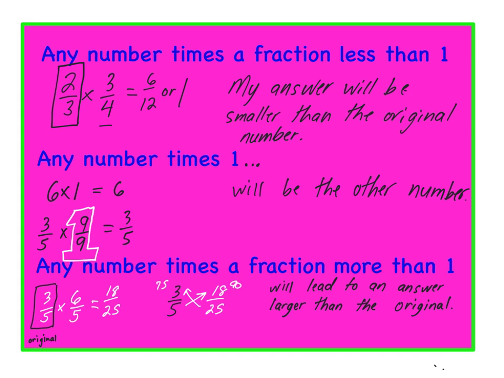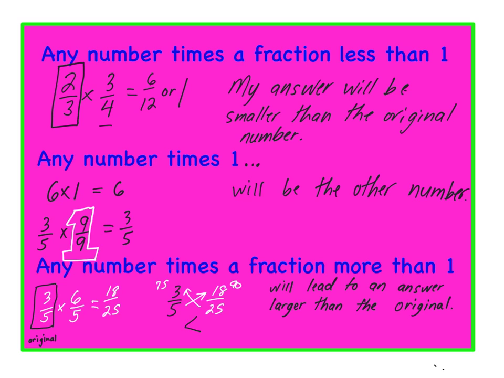So for our last statement, we have any number times a fraction more than 1. I took 3/5, which is our original, and I multiplied it by 6/5. So I got 18/25. I took the time to compare my original, 3/5, and my 18/25, and I found that indeed the new one was larger. So I finished off the statement: any number times a fraction more than 1 will lead to an answer larger than the original.